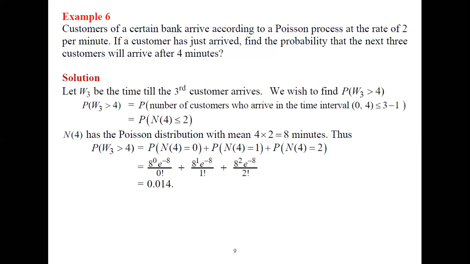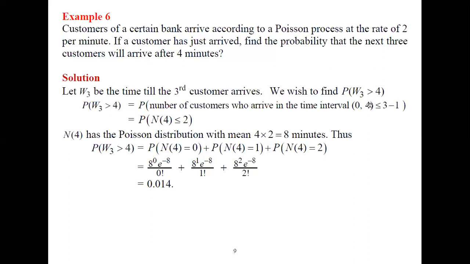What's the probability of the waiting time? Here you are not waiting till the next customer comes, but you are waiting till you get 3 customers arriving. And what's the probability that the waiting time will exceed 4 minutes? So we denote the waiting time till the 3rd customer arrives as W3. Have you seen it? Yes. So we should find the probability that W3 is greater than 4.